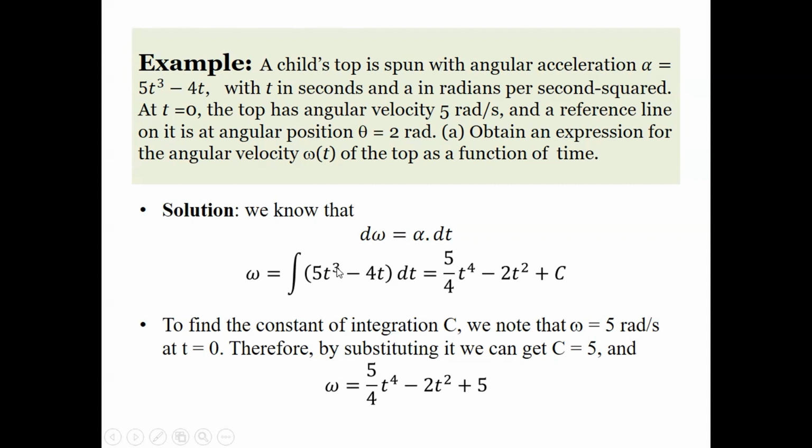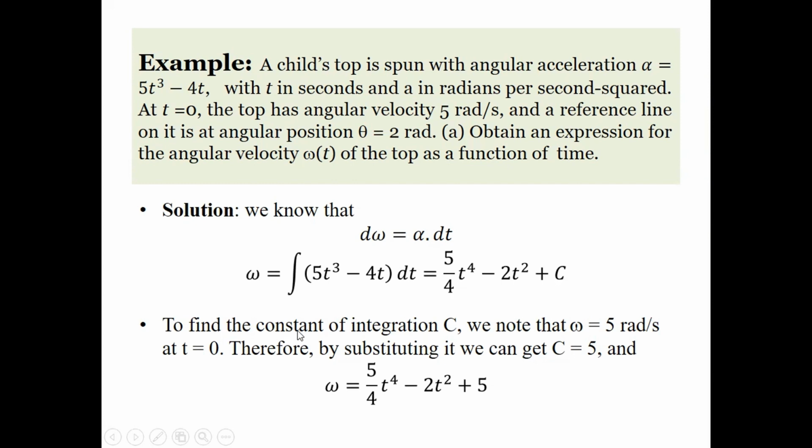So here 3 is increased by 4 and divided by 4, and the answer is 5 divided by 4 into t to the power 4. In the next part, minus 2 appears because this was 4 multiplied by t to the power 2 divided by 2, and when we divide by 2 we get the answer as 2, plus a constant of integration.